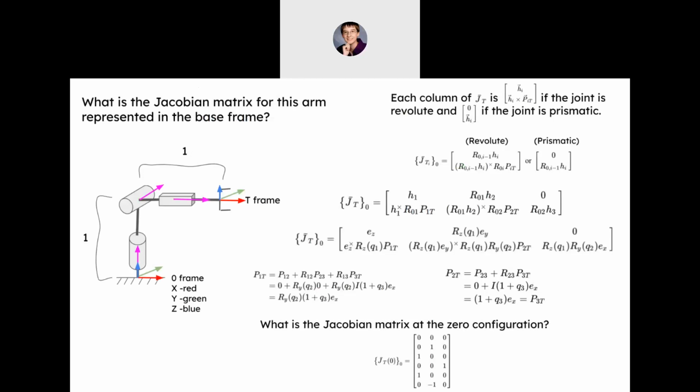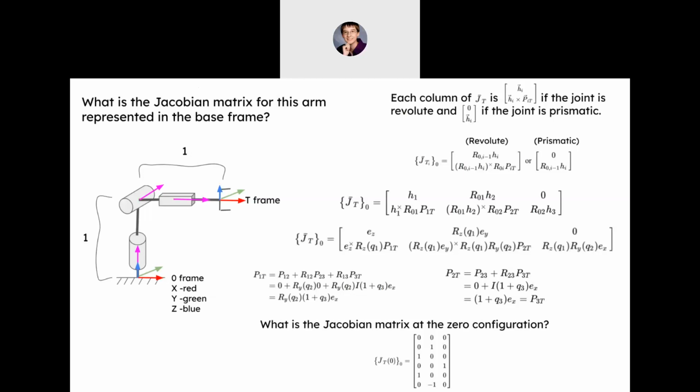So the Jacobian matrix, since we just went over that. The idea is that each column of our Jacobian matrix has this form, h_i cross p_iT. That's true for revolute joints. We're rotating around our h_i axis, which results in angular velocity around that axis. By consequence, that angular velocity results in some linear velocity as well, and that's what this cross product captures.